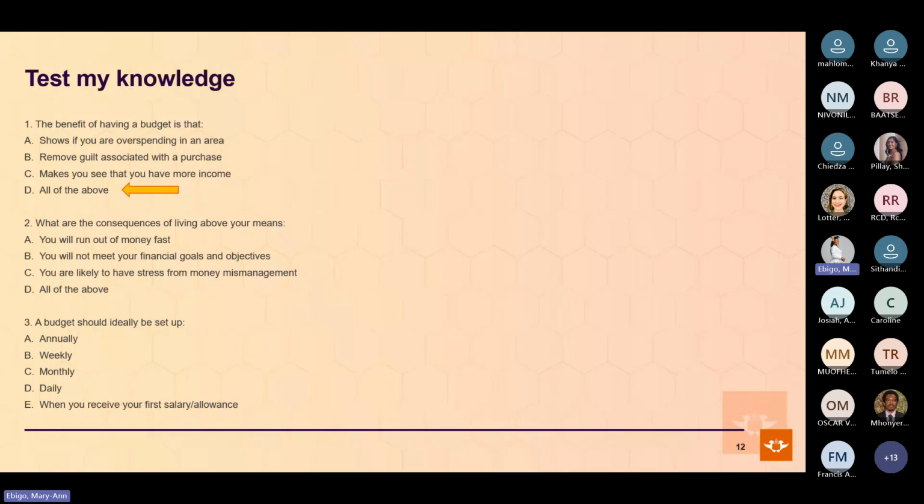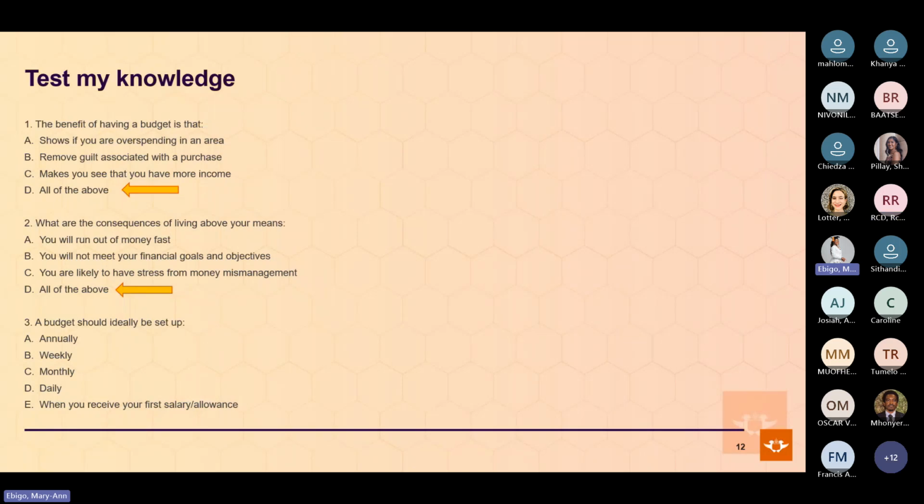Okay. The next question is, what are the consequences of living above your means? A, you will run out of money fast. B, you will not meet your financial goals and objectives. C, you are likely to have stress from money mismanagement. D, all of the above. Pearl says D. There's D as well from George. D from Gwenya. Tumelo D. Sibanda D as well. D is the correct answer.